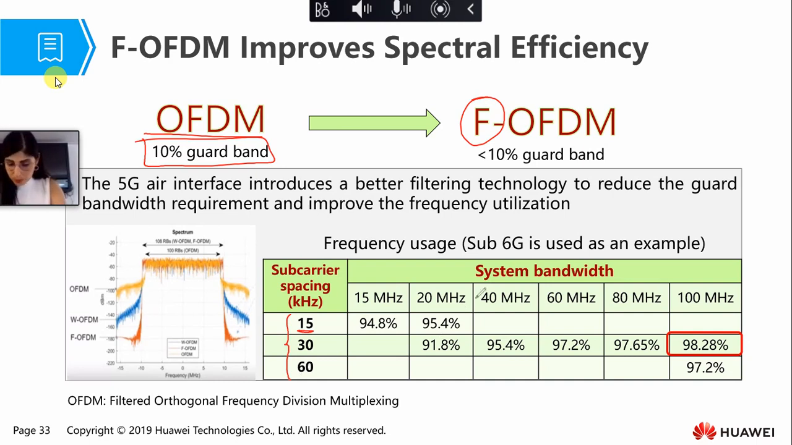But for example, by using 30 kilohertz as sub-carrier spacing with a system bandwidth of 100 megahertz, we can increase our spectral efficiency up to 98.28%. That means that we are using less than 2% of guard band. So the spectral efficiency is increased, by improving the filter technology.